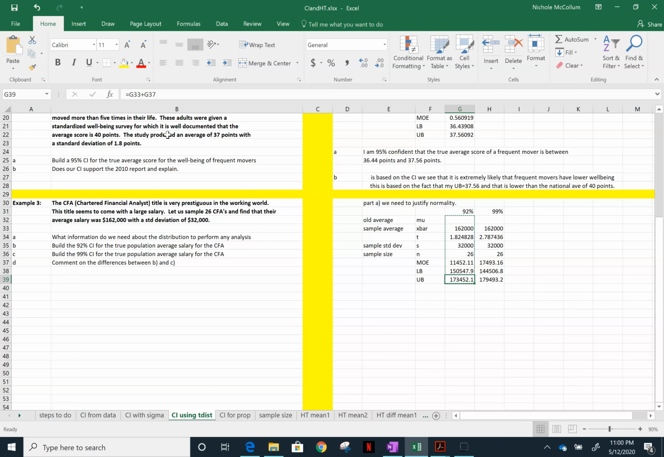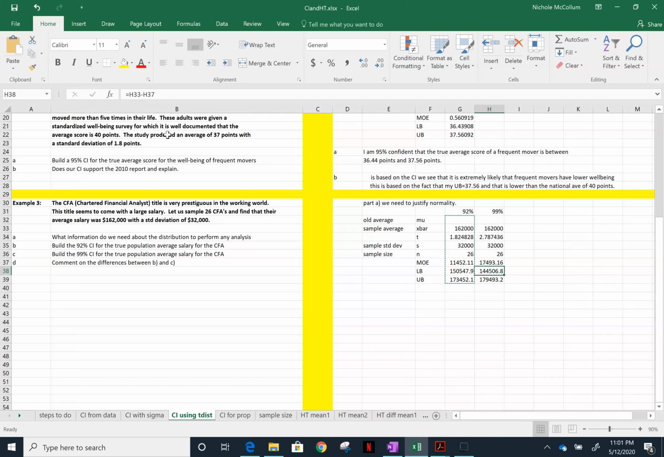So what is the 92% CI? You see it. It's $150,547 to $173,452. What's the 99% confidence interval? Well, it's $144,506 to $179,493. So, part D. What's the difference?